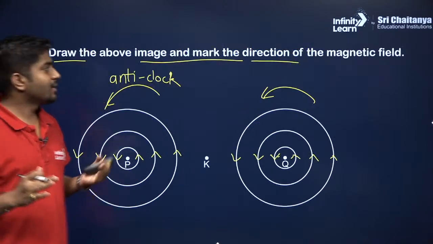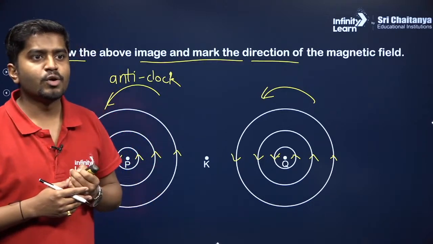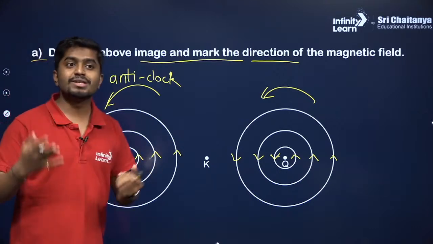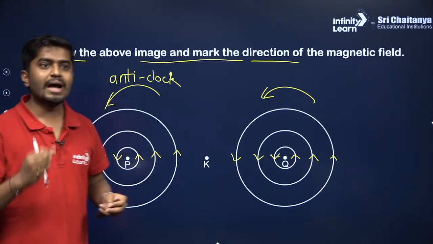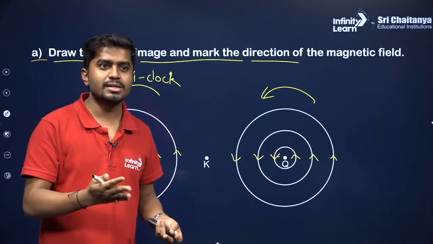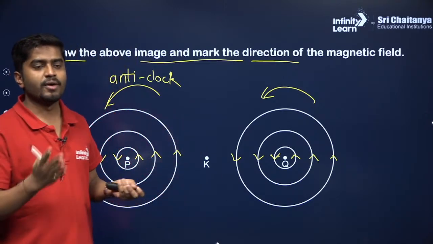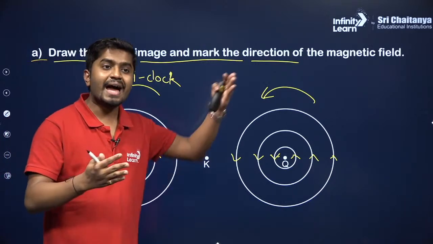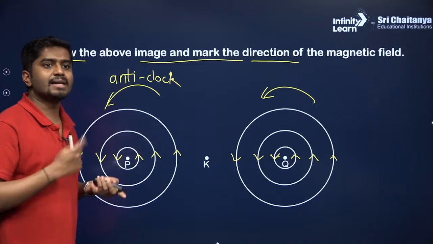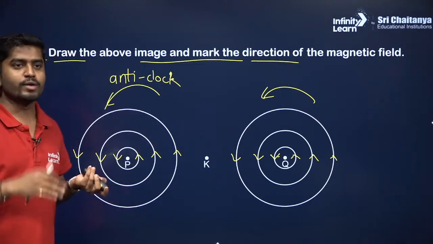So do you remember, what are you saying? You didn't understand? It's so simple, right? Use the right hand thumb rule. If you don't understand the right hand thumb rule, go back to my magnetism videos. I think the first one, magnetic effect of electric current, I have explained properly. Go back to those videos and solve your questions.